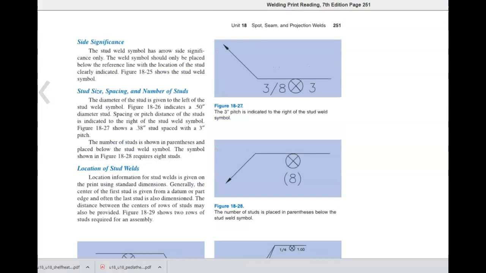Stud size, spacing, and number of studs. The diameter of the stud is given to the left of the stud weld symbol. Figure 18-26 indicates a half-inch diameter stud. Spacing or pitch distance of the studs is indicated to the right of the stud.